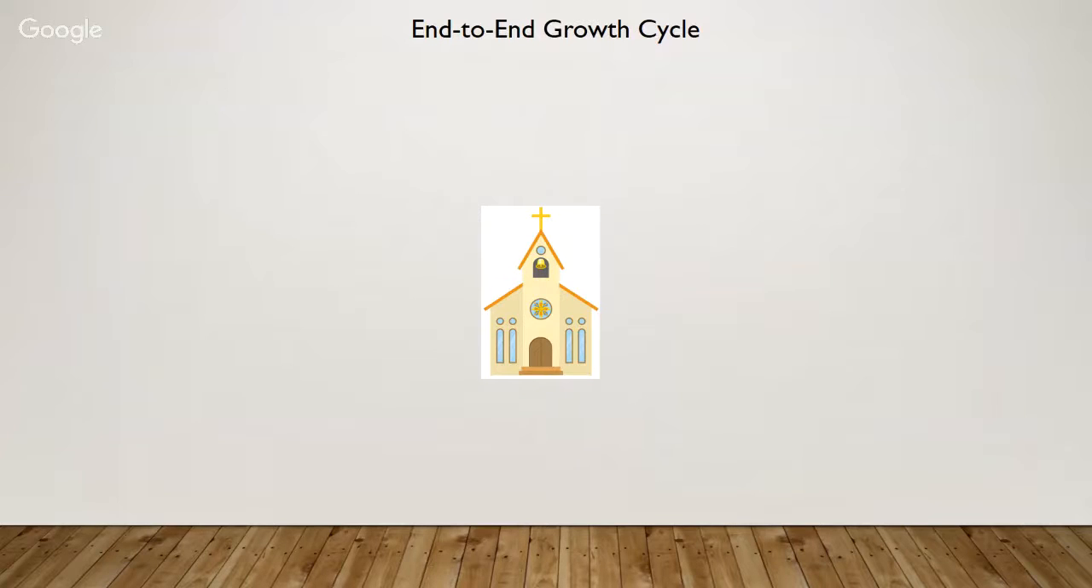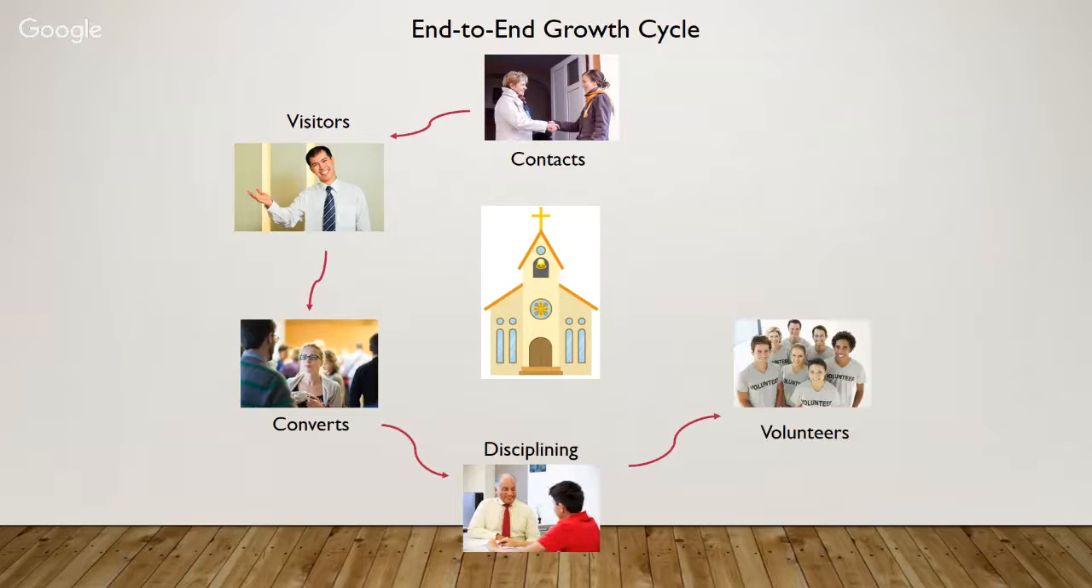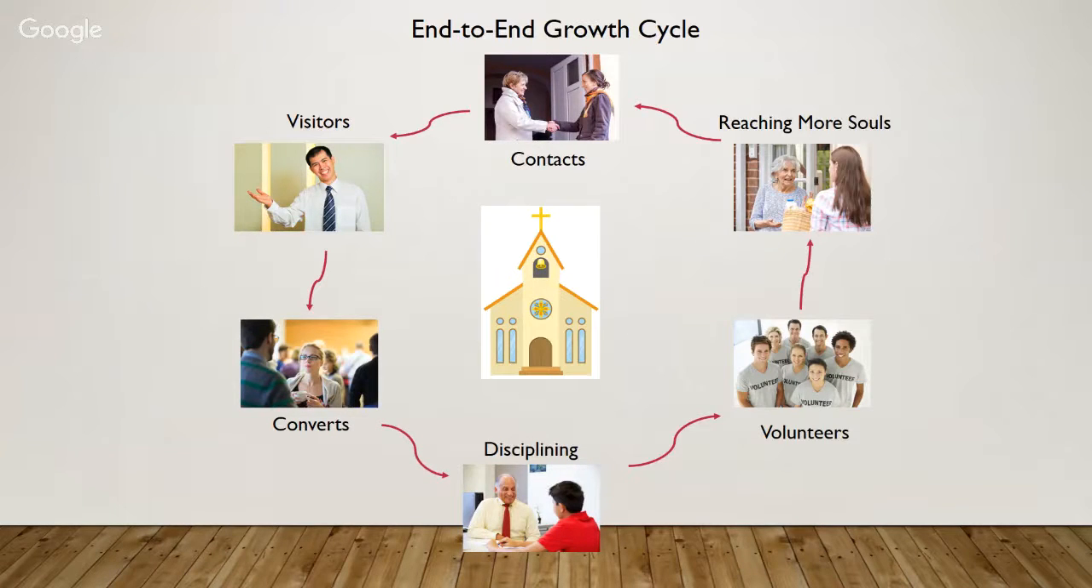Eventually, as you grow in Finish Line Planner, you will want to have an end-to-end growth cycle, from your contacts to your visitors, to your converts, to discipling, to volunteers, to leaders, and reaching more souls. This is a healthy church. All these things are happening. Everybody knows what they need to do. They only need to focus on what they need to do today.